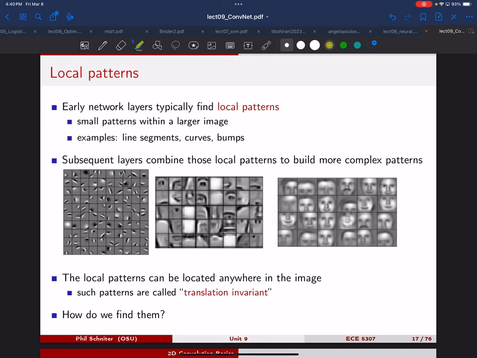So we said that the way these things work is as you go through the network, the early processing is looking for simple patterns, and then those are put together to become more and more complex as you go through the network. The simple patterns that you might see originally are things like line segments, curves, bumps, things like that.